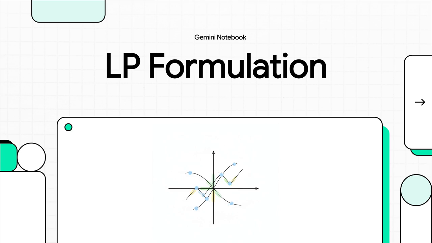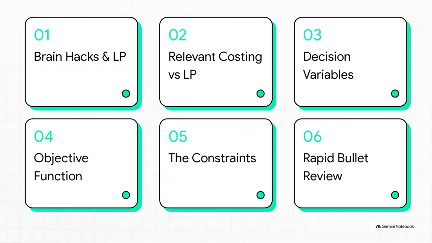So we're totally ditching the boring traditional lecture style. Instead, we're focusing on how your brain actually works, so you can analyze better and retain this knowledge way longer. Here is your LSCPA battle plan. 1. Brain hacks and LP. 2. Relevant costing versus LP. 3. Decision variables. 4. Objective function. 5. The constraints. And 6. A rapid bullet review. Let's get into it.